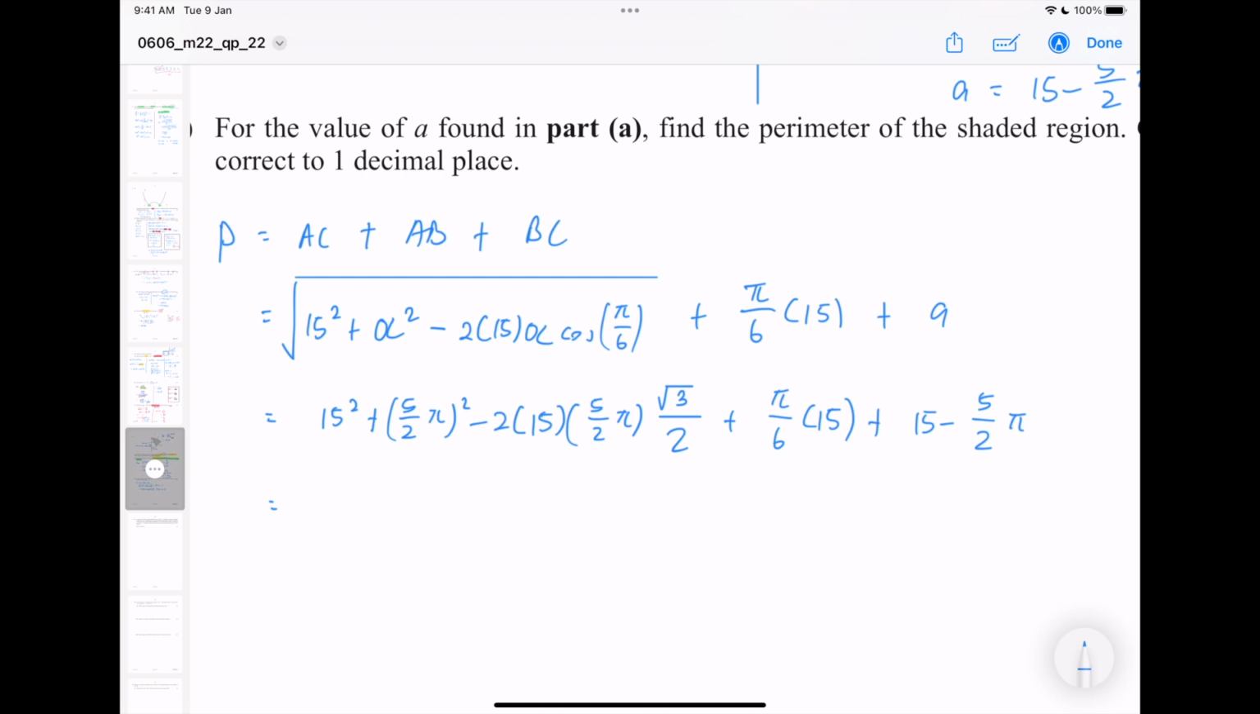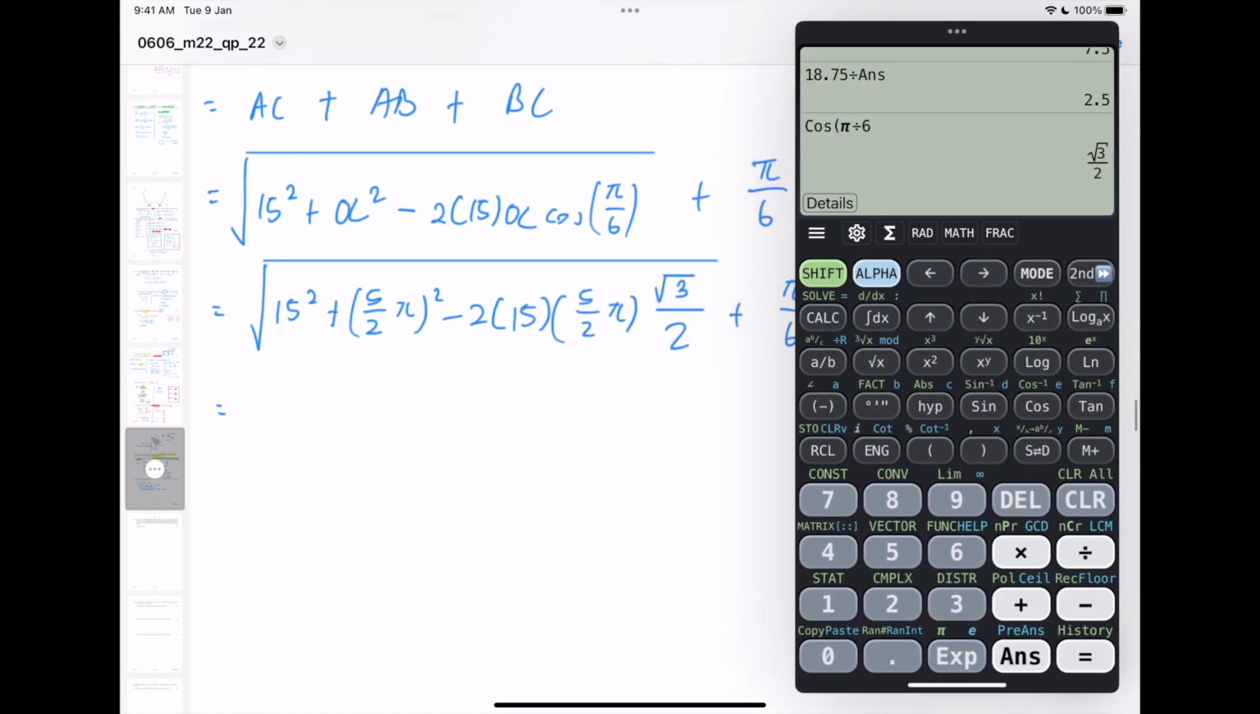Wow, a lot of information here. Oh, don't forget, this has to still be under a square root. Okay, let's type all that in. 2 times 15 times 5 over 2 pi times surd 3 over 2. Okay, there's that. Then 15 squared plus 5 over 2 pi, and this has to be squared as well, and then minus answer. I'm gonna get that, and then you gotta square root that final answer.